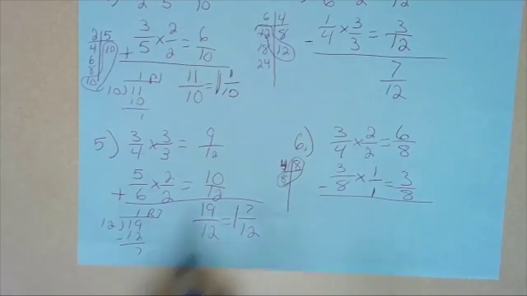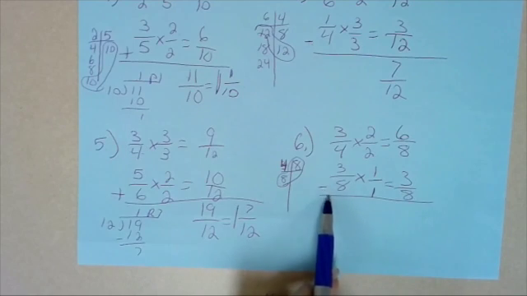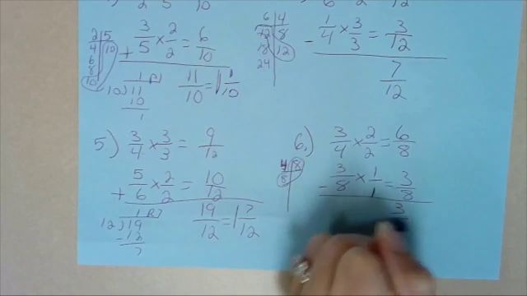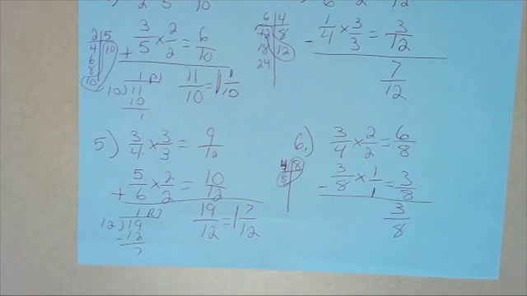Now I'm going to subtract, because this is a subtraction problem. 6 minus 3 is 3. My denominator stays an 8. I do not need to simplify, and it is not an improper fraction, so I cannot convert it to a mixed number.